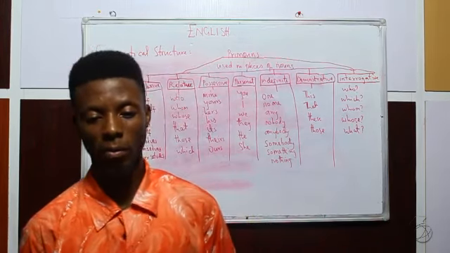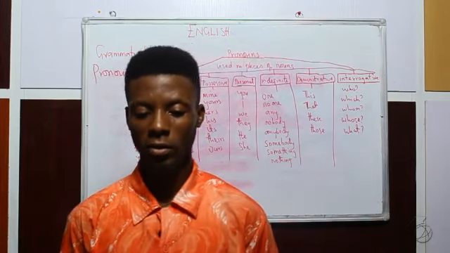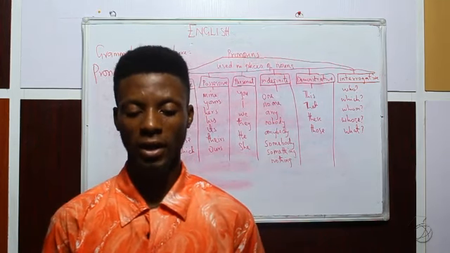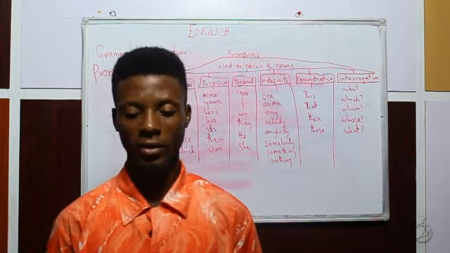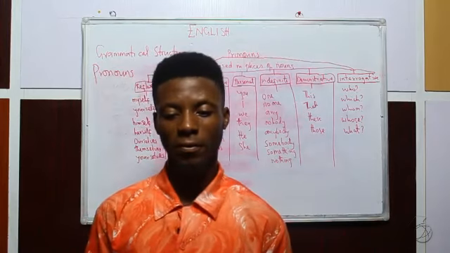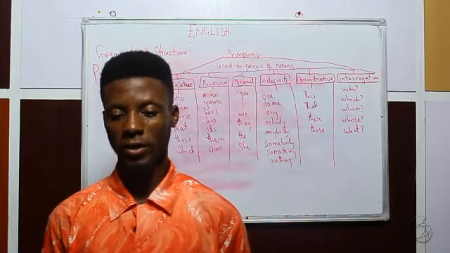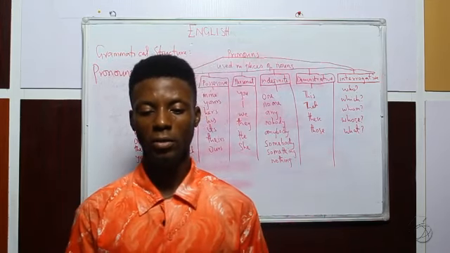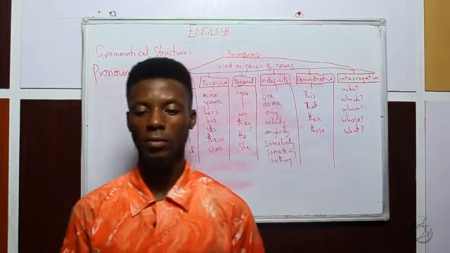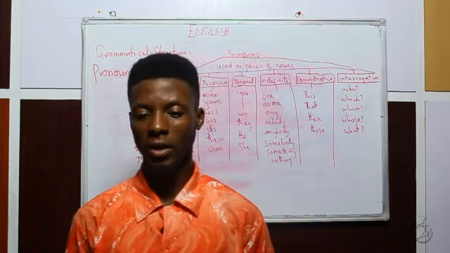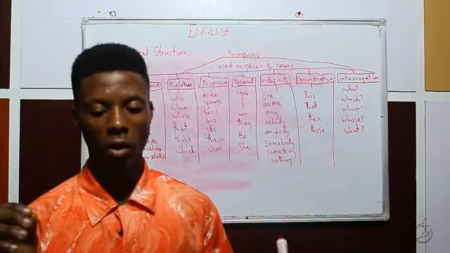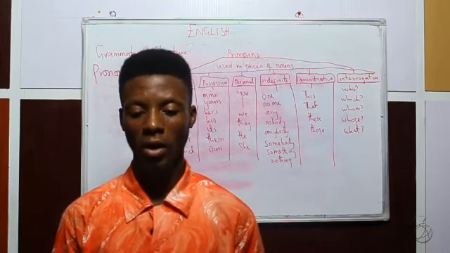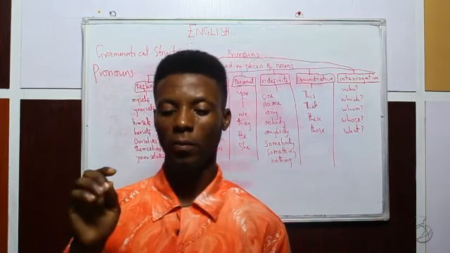Under the possessive form, we have ours as the first person. As the second person, we have yours. And as the third person, we have theirs. Under the reflexive form, the first person, we have ourselves. Second person, we have yourselves. And third person, we have themselves. Under the determiner form, we have our as the first person. As the second person, we have your. And as the third person, we have their.